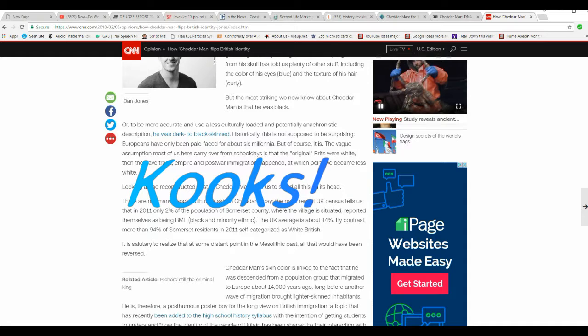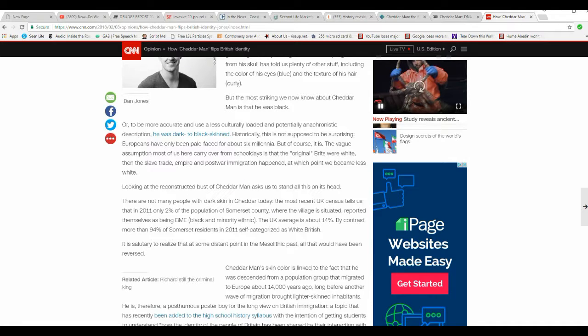There are not many people with dark skin in Cheddar today. The most recent UK census tells us that in 2011, only 2% of the population of Somerset County, where the village is situated, reported themselves as being black and minority ethnic. The UK average is about 14%. By contrast, more than 94% of Somerset residents in 2011 self-categorized as white British. It's salutary to realize that with some disappointing muscle with the past, all that would have been reversed.